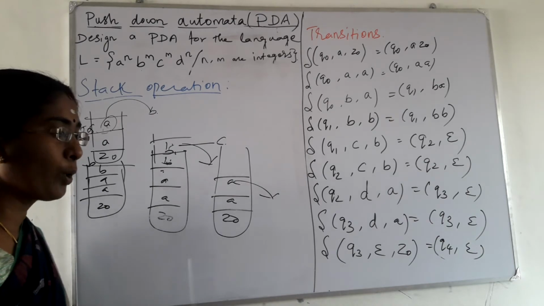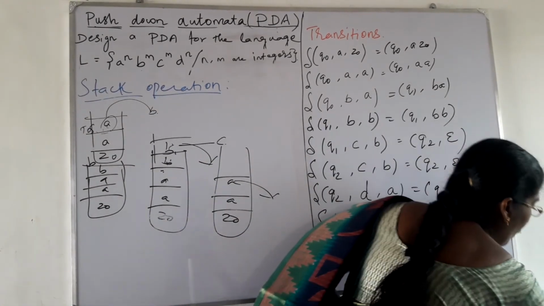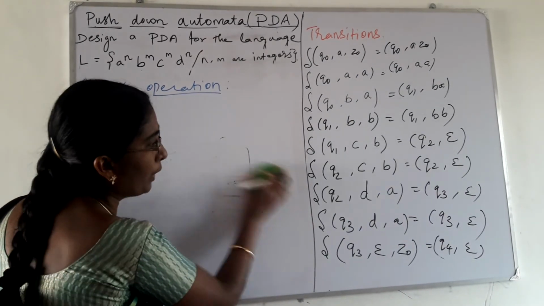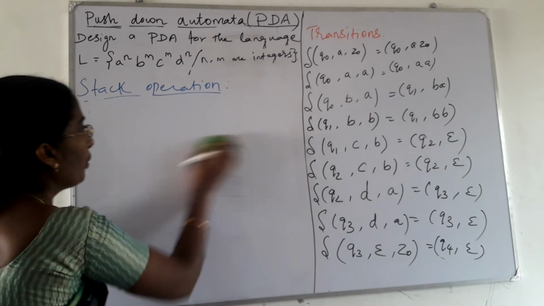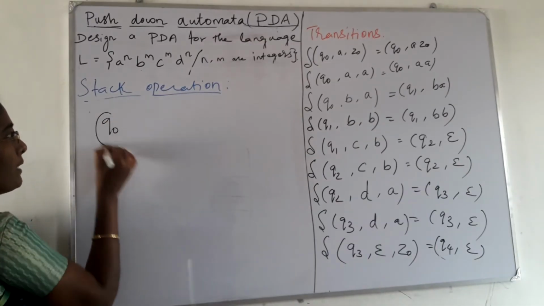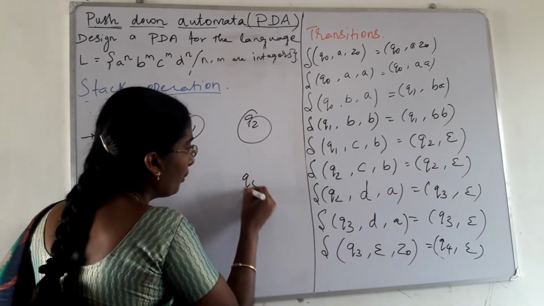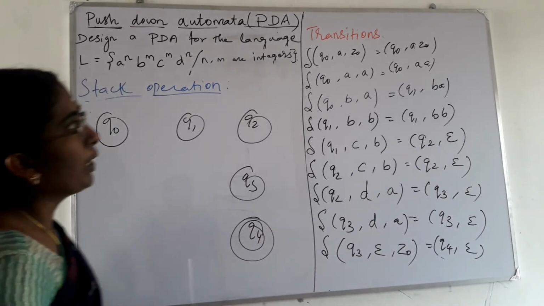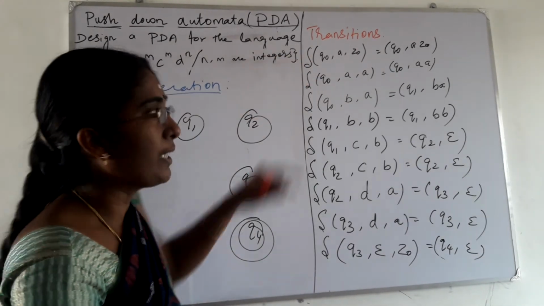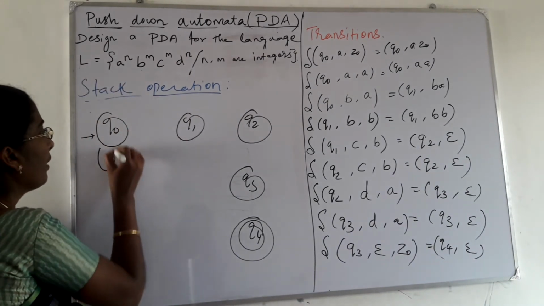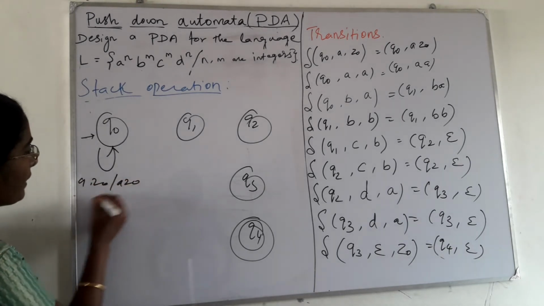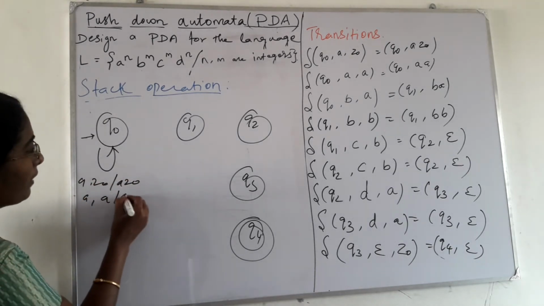Now what is the equivalent graphical notation for this PDA? How many states does the PDA have? From Q0 to Q4. Q0 is the start state. Q1, Q2, Q3, and Q4 is the final state. From Q0, self transitions, we are having two self transitions: A comma Z0 by AZ0, and A comma A by AA.